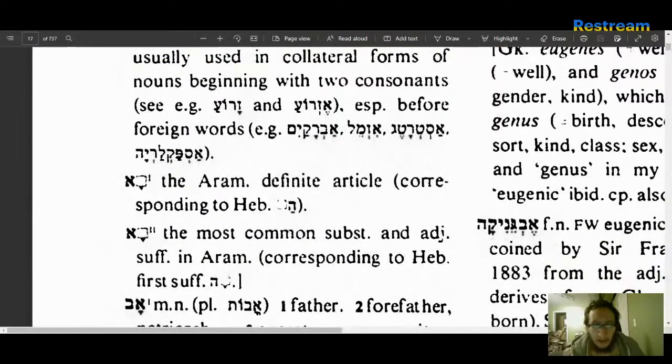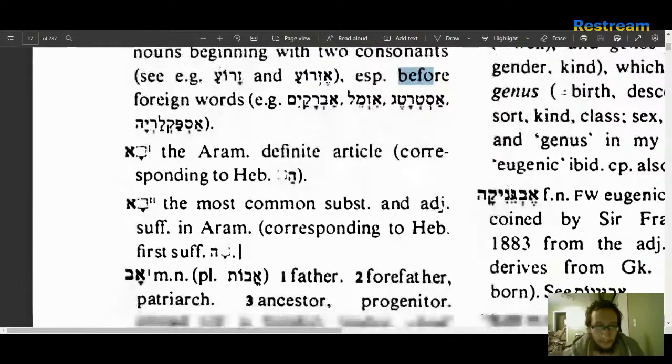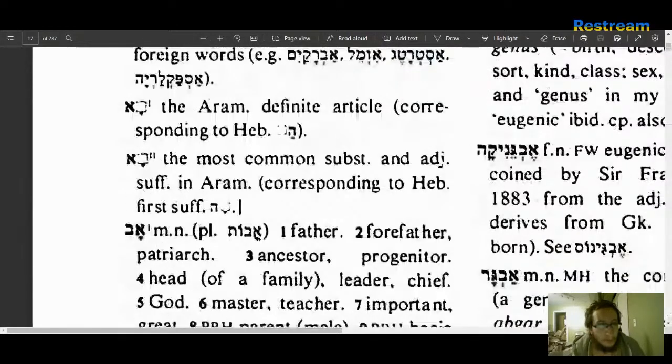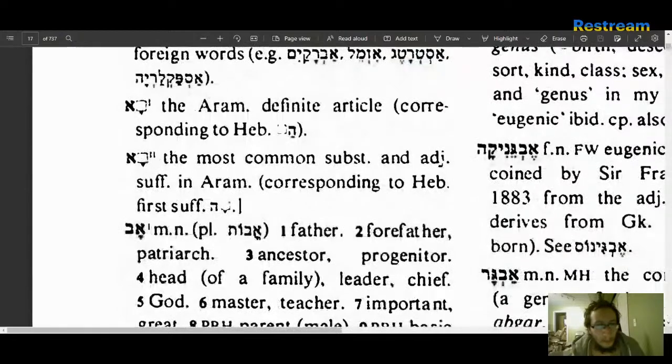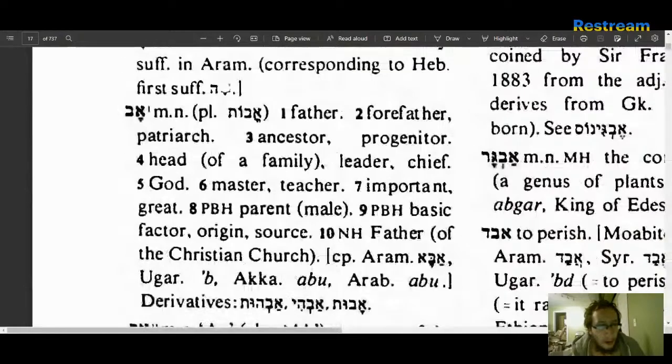It also sometimes is added to foreign words. Okay, so the first word here is father. First we'll take a look at what they say here.